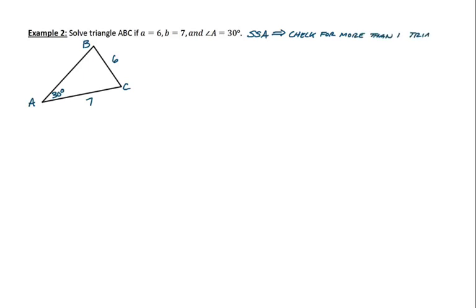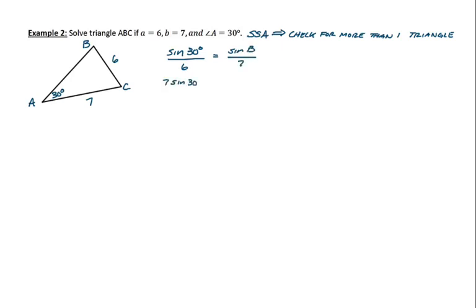So for example 2, I'm going to solve the triangle again. First thing I'm going to do is draw it. So if I draw my triangle here, label what I have, take a look at it. This is again SSA. I have two sides and an angle that's not in between them, so what I have to do is check to see if there's more than one possibility for solving this triangle. An ambiguous case in this problem could happen, so I would have to check more than one possibility.